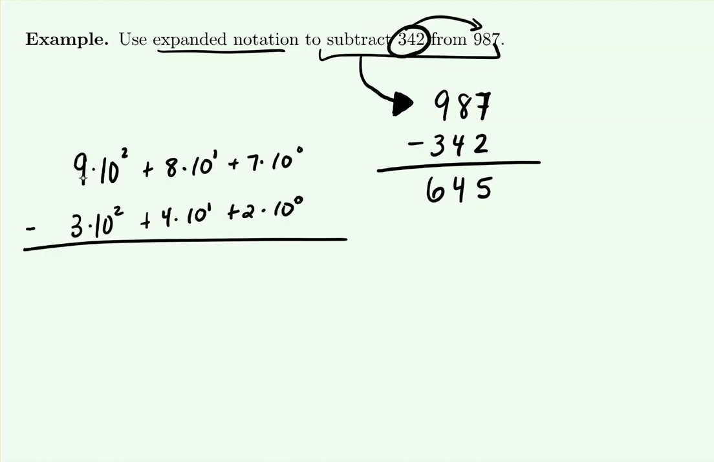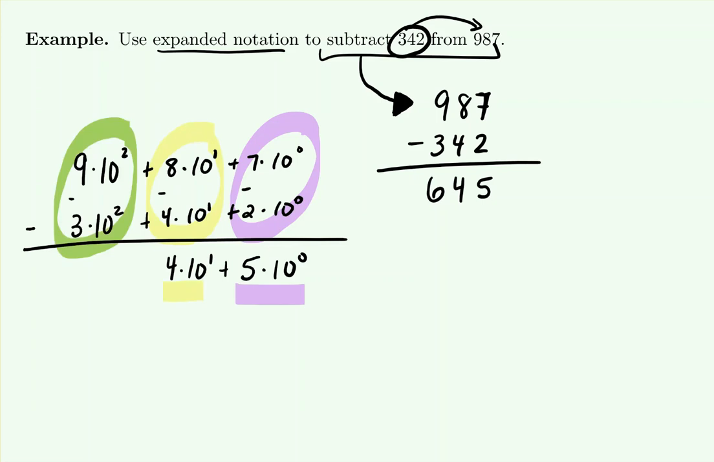So written in expanded form, we would have this, and then we subtract like terms. So we subtract first the ones from each other. So 7 times 10 to the 0 is 7 times 1, minus 2 times 1. That would leave us with 5 ones. And then if we subtract the next group, 8 times 10 to the 1 minus 4 times 10 to the 1, that would leave us with 4 times 10 to the 1. And then 9 times 10 squared, so 900 minus 300 would give us 600, or 6 times 10 squared, written in a different way.